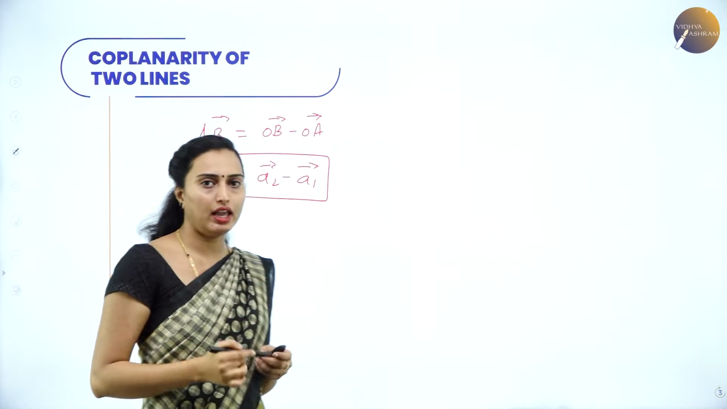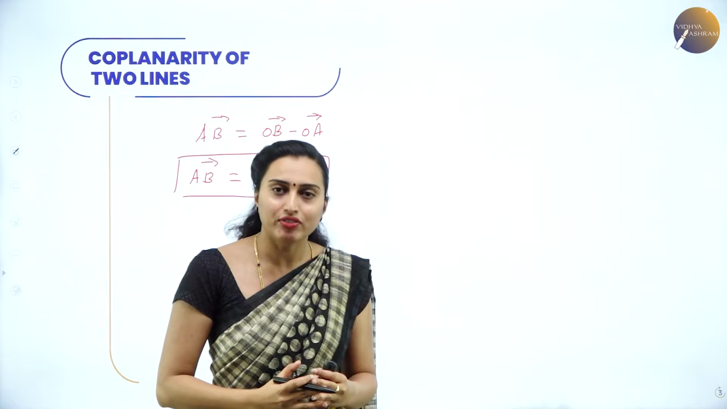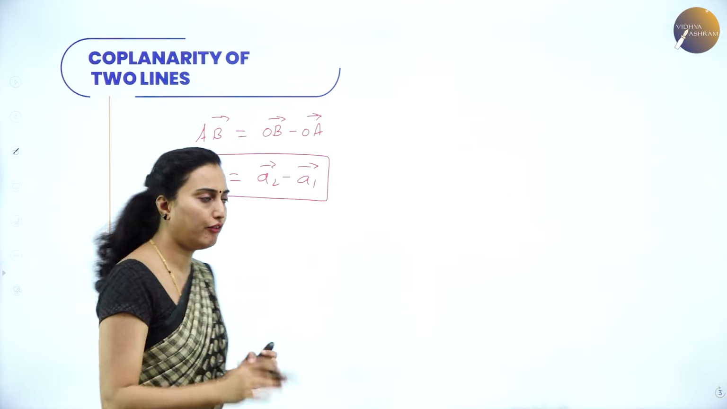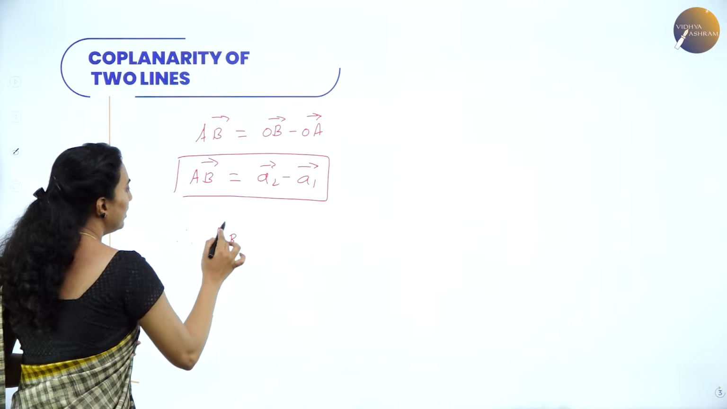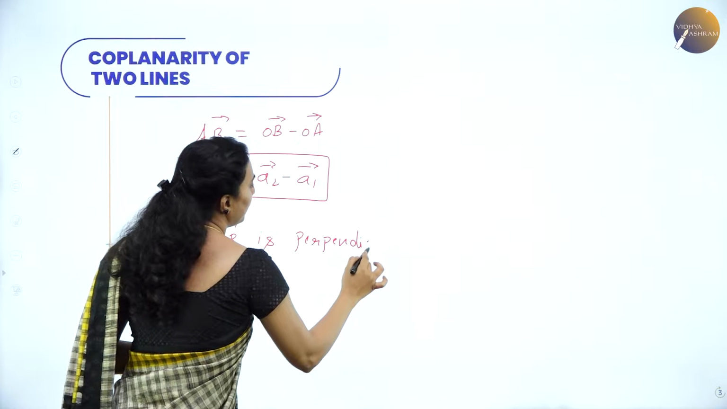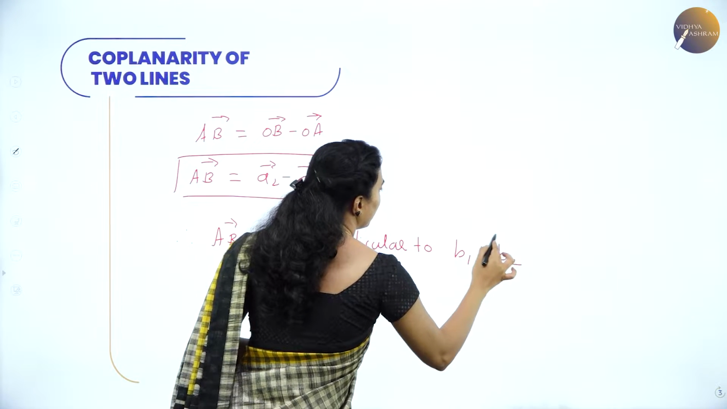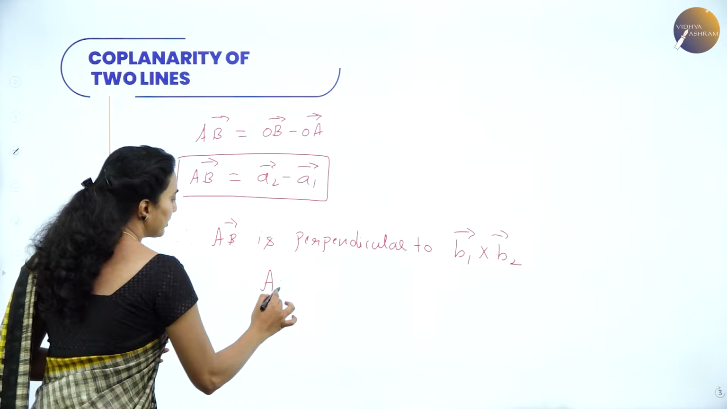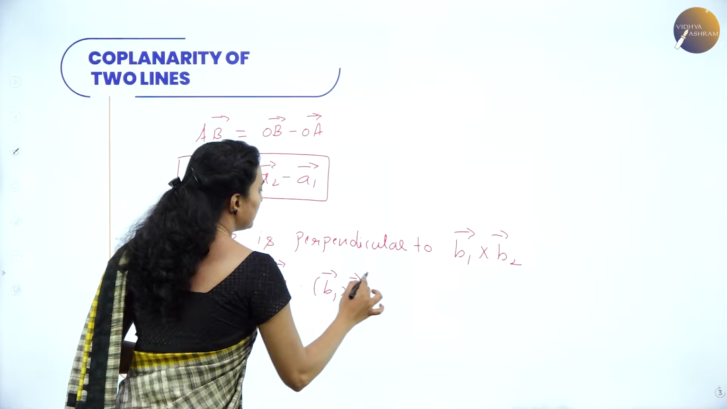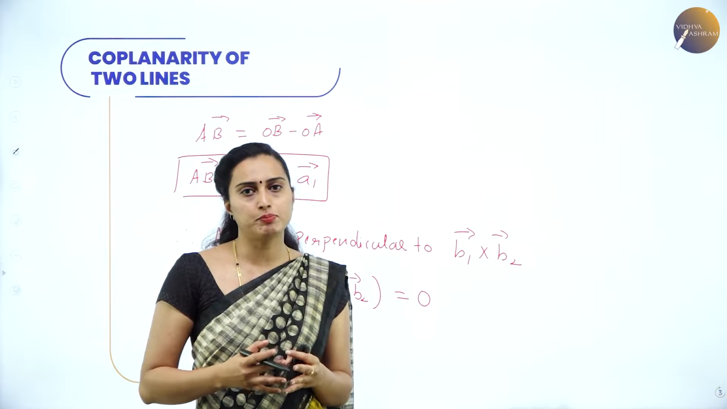And then here, AB is perpendicular to what? If A1 and A2 are parallel to B1 and B2, then you are going to have the line AB perpendicular to B1 and B2. Therefore, you are going to consider AB vector perpendicular to B1 cross B2. Therefore, you can have AB vector dot B1 cross B2 is equal to 0. The dot product will be equal to 0 whenever the lines are perpendicular.